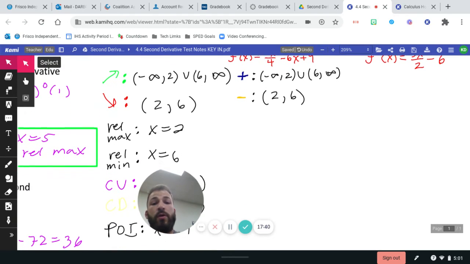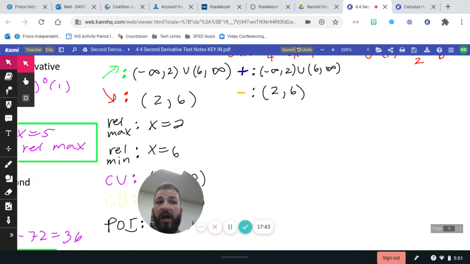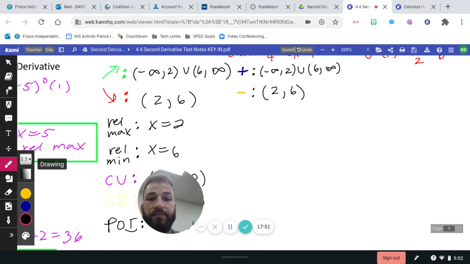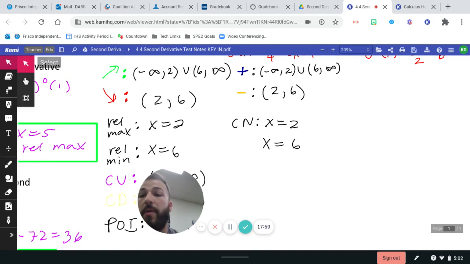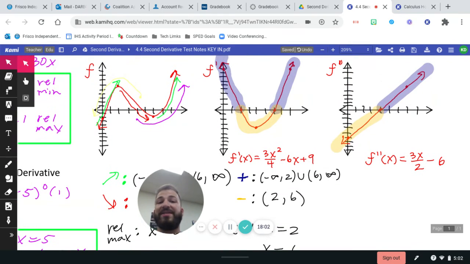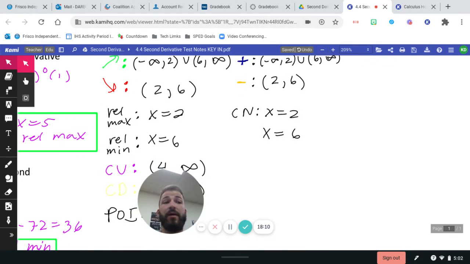Okay? Critical numbers on F prime mean relative maxes and mins on F. So we have critical numbers at x equals 2 and x equals 6. And remember, critical numbers are when F prime is equal to 0. So we can see F prime is equal to 0 here at 2 and here at 6, which lined up with our relative maxes and relative mins on F. Now, remember, not all critical numbers necessarily become relative extrema, but in this case, both of them were relative extrema.